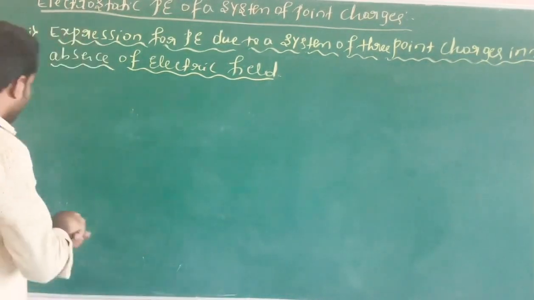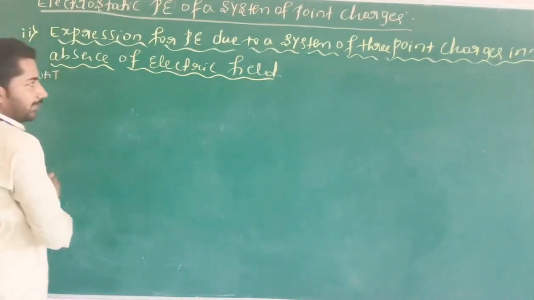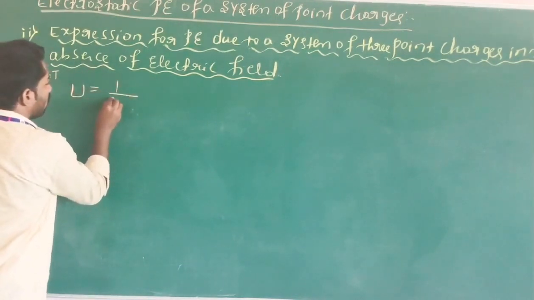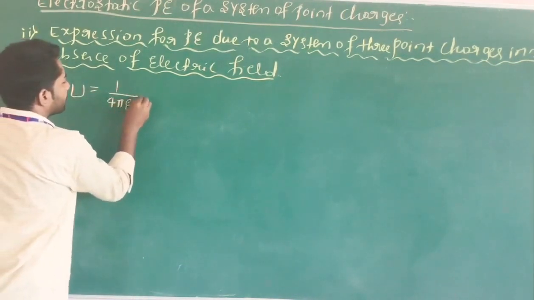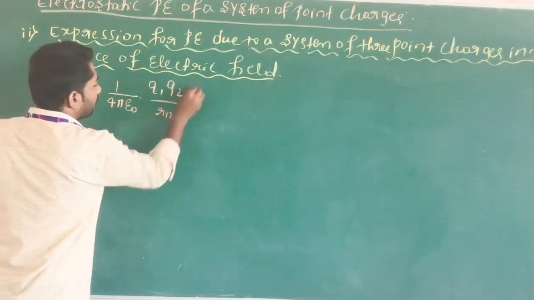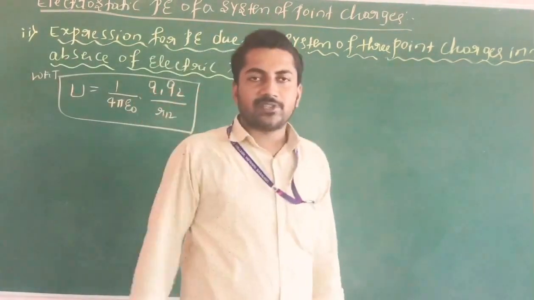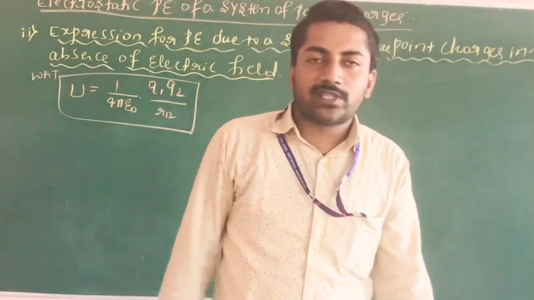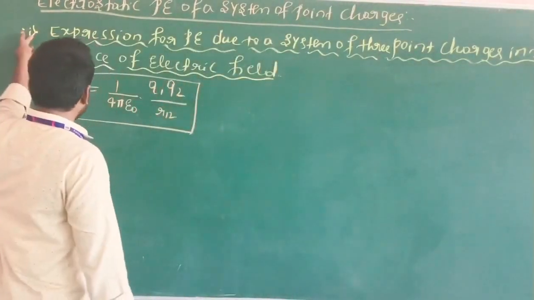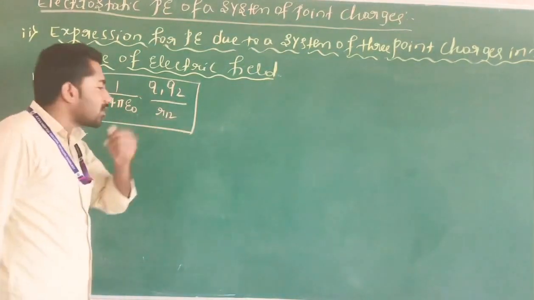Here, we know the formula for potential energy due to the system of 2 point charges, that is U is equal to 1 divided by 4 pi epsilon naught Q1 into Q2 divided by R12, which is the expression for potential energy due to the system of 2 point charges in the absence of electric field. In the second case, we will discuss the potential energy due to the system of 3 point charges.